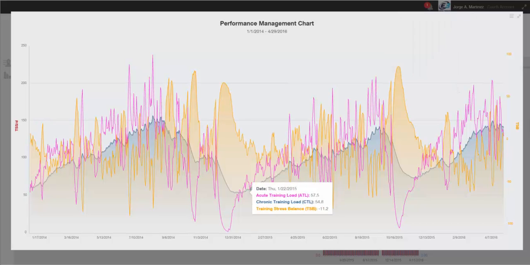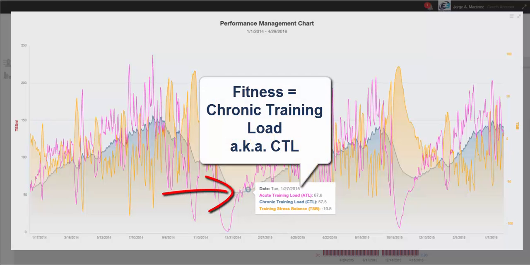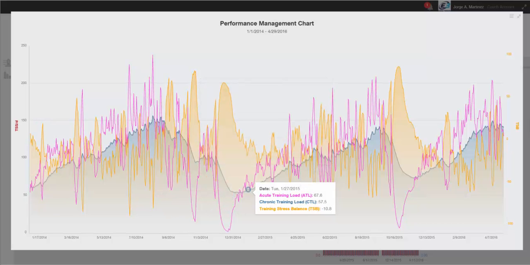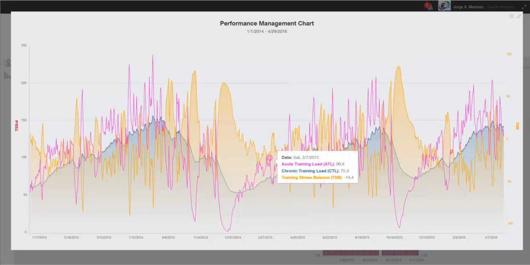So fitness relates to this blue line, also known as chronic training load, and it's basically a relationship of all the training that you're doing, the different weeks leading up to your event, and how your fitness is improving over time. And how is that determined? It's based on your threshold or your training zones.